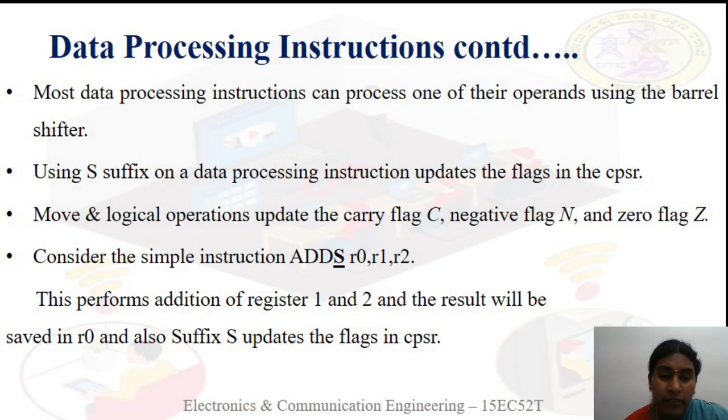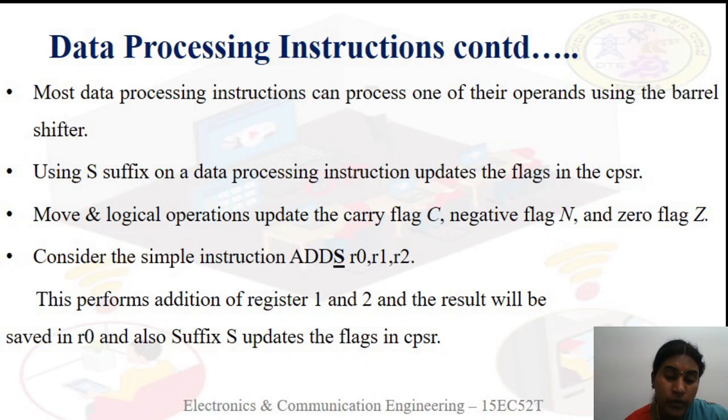To update those flags, you have to append a suffix called S to an instruction. The move and logical instructions update the carry flag C, negative flag N and zero flag Z. Consider this example. In this example, we leave out the S, okay? First, we will see ADD R0, R1, R2. What will it do? ADD R0, R1, R2 means the contents of register R1 and the contents of register R2 are added and the result will be stored in R0.